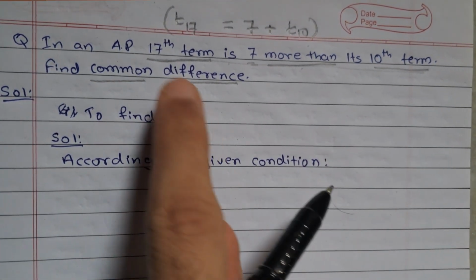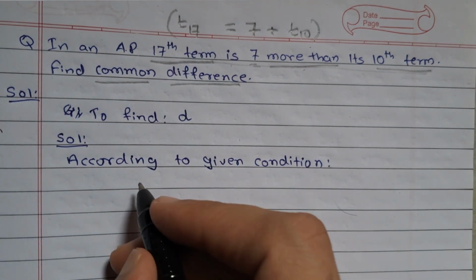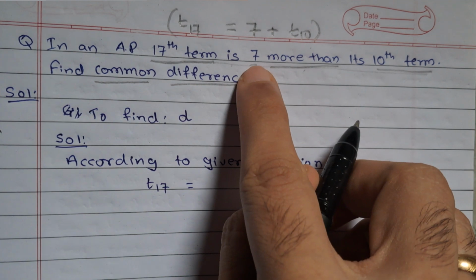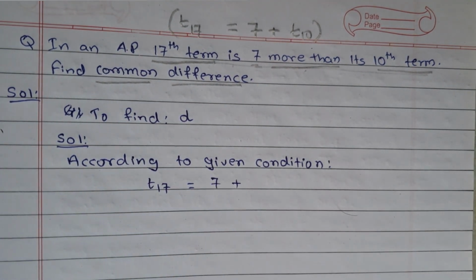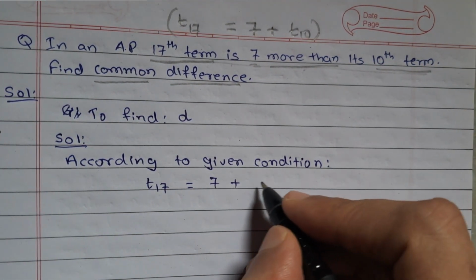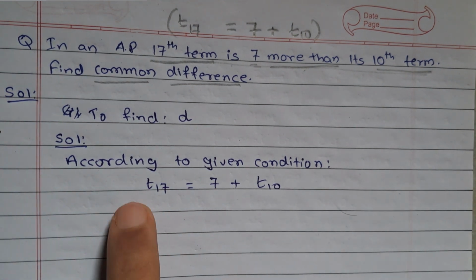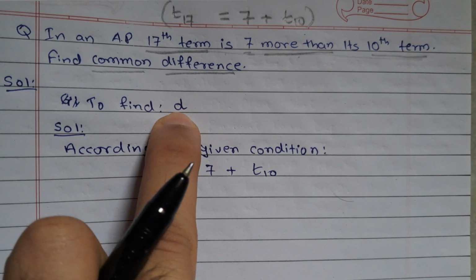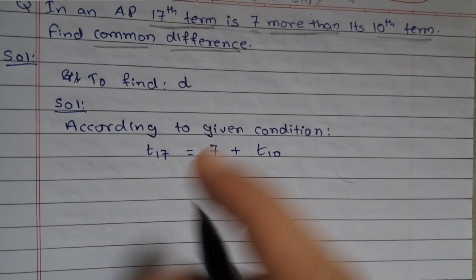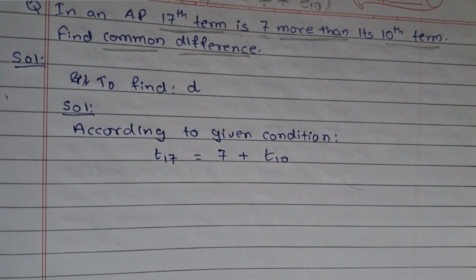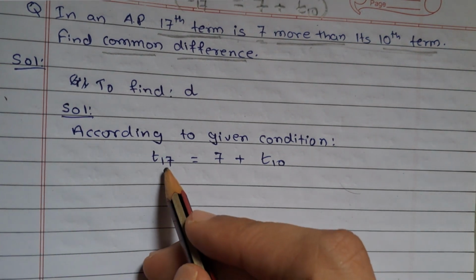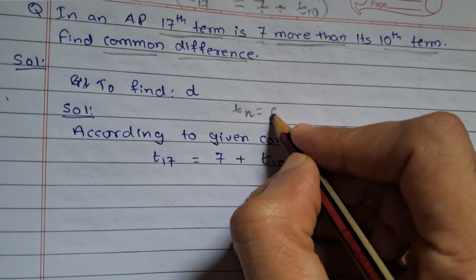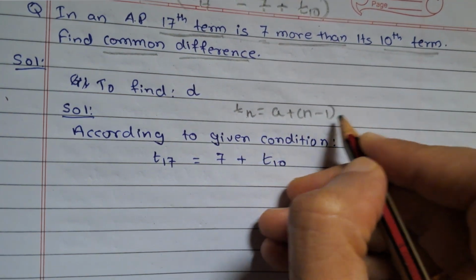What is the condition given to me? The 17th term, as I said, T17, equals 7 more than, means 7 plus the 10th term, T10. This was the statement in the given condition, right? And using this, let's see how we will find this D. It will be very easy, believe me. Before we start, you should remember the formula of Tn. Tn is equal to A plus (N minus 1) into D.